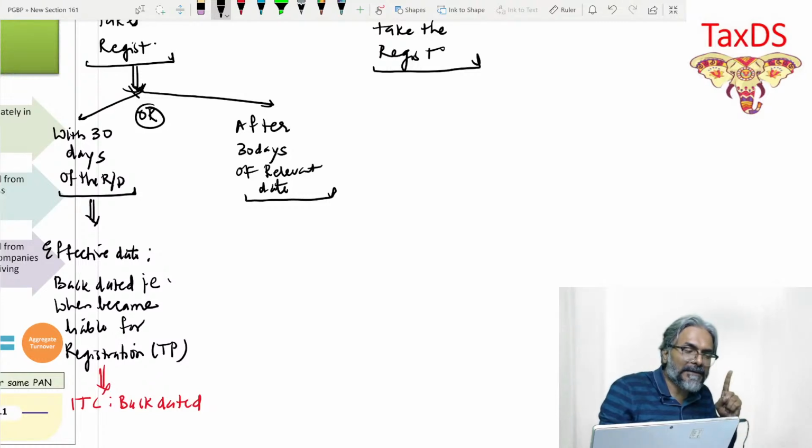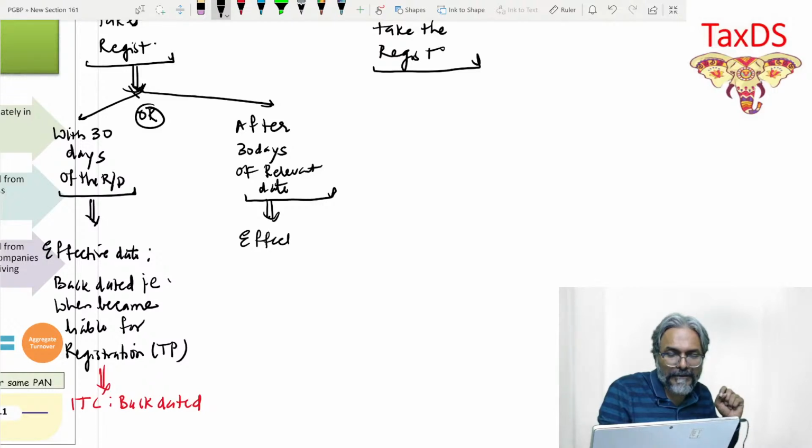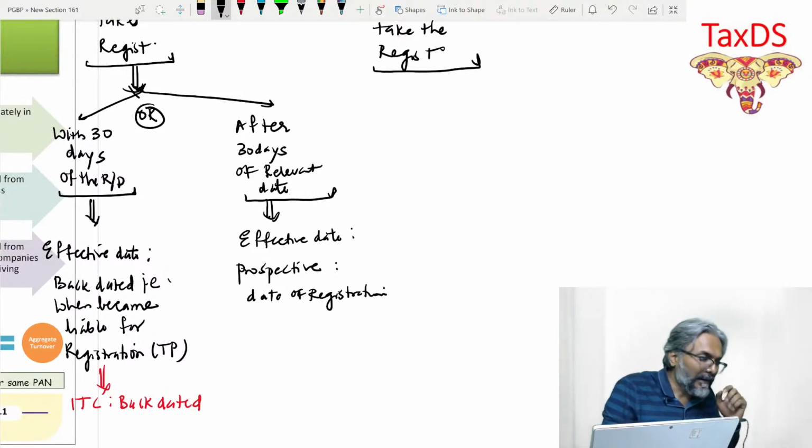And what if he registered himself after 30 days, students? Then in this particular context, the effective date is prospective. Prospective, students, means that the date of registration will be considered. From the date when you have taken the registration, you will be considered a registered person, and only from this date can the ITC be taken. Is that point clear to all of you?